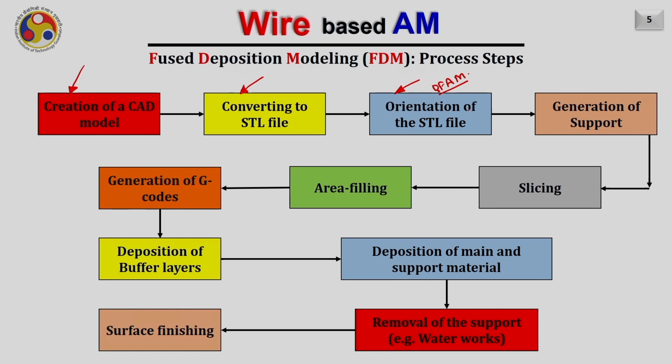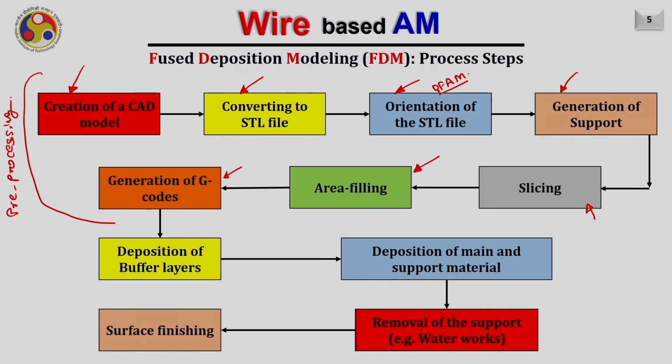After appropriately orienting the STL file, the supports are generated, and along with the support, the entire part is sliced. Each slice has the contours corresponding to the support and corresponding to the main material, and then the area filling toolpath is generated for both of these regions. After generating the area filling toolpath, the G code file is generated, which is transferred to the CNC machine. So this entire process is called pre-processing.